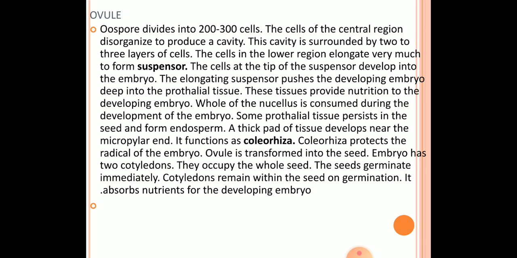This embryo develops into a seed, and when the seed is produced, two cotyledons will be produced, and while the seed is still attached to the mother plant, it itself starts to germinate, and it gets the nutrients from the developing embryo and the prothallus region. So this is how the complete reproductive biology and life cycle of cycas takes place.